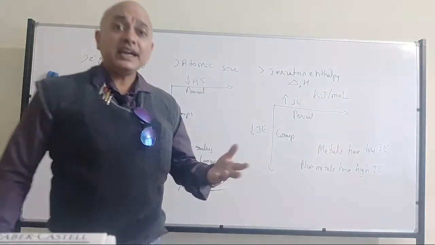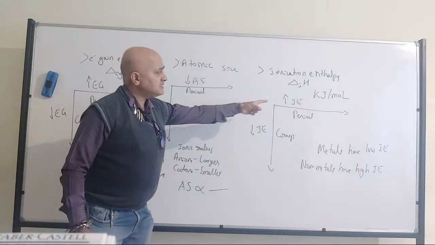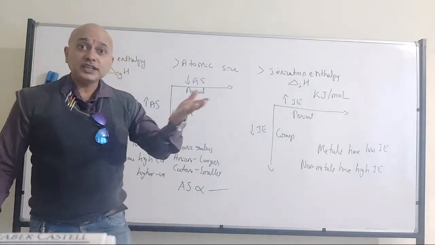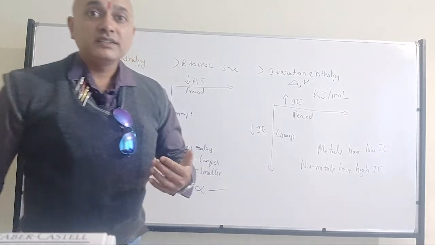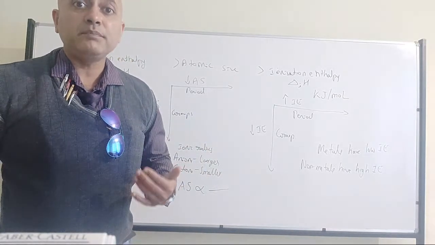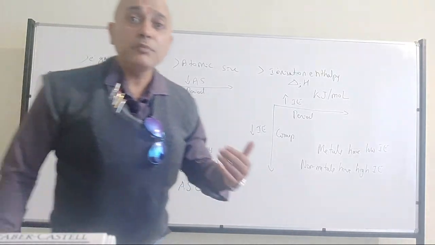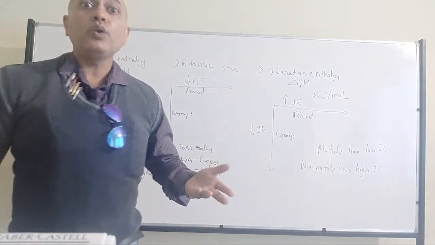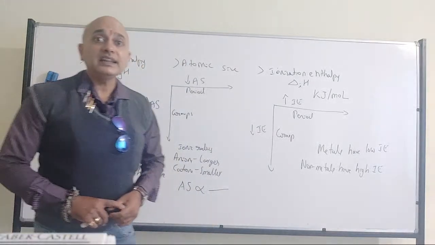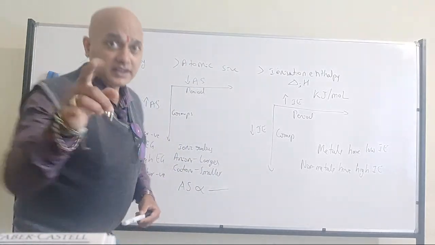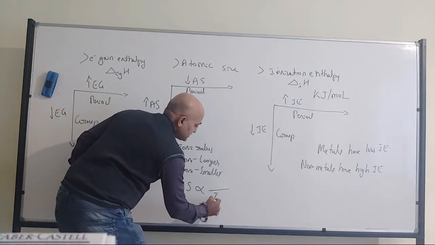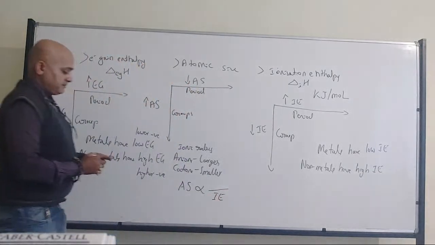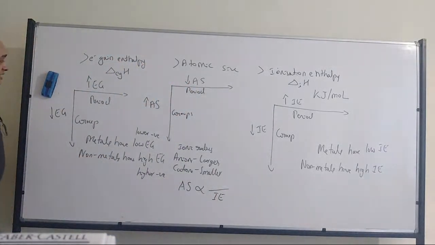No. How can it be directly related? Atomic size is getting decreased, but ionization enthalpy is increasing. It is inversely related. Please remember, as the atomic size is large, ionization enthalpy will be low. So they are not directly related, they are inversely related. Correction. Okay? So ionization enthalpy should come here.